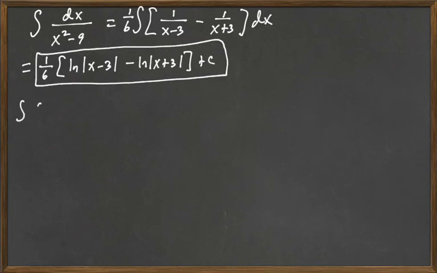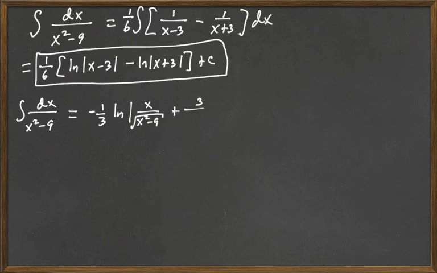Okay. So is that the same as when we used the trig substitution? And when we did the trig substitution, we had negative 1/3 ln absolute value of x over the square root of x squared minus 9, plus 3 over the square root of x squared minus 9, plus the constant of integration there.